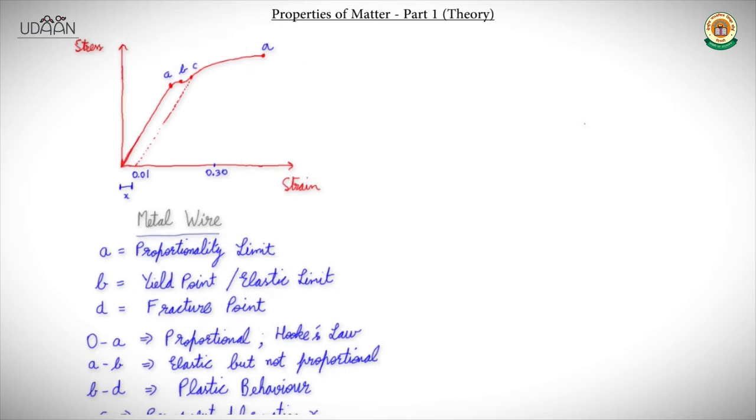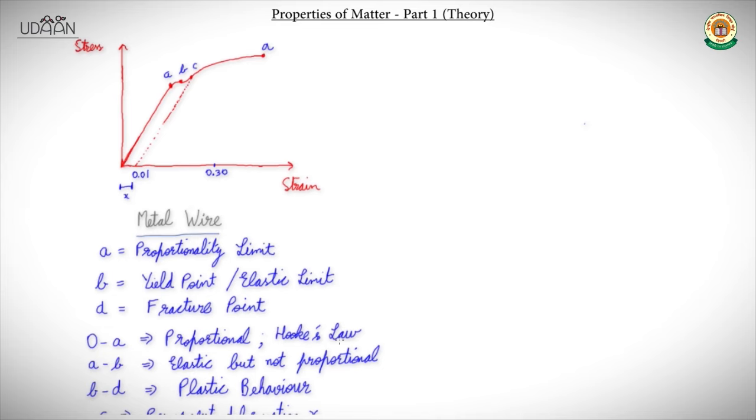This is the stress strain curve for a metal wire. This is important because we can analyze a lot using this. For a metal wire, A is the proportionality limit, which means that Hooke's law is valid till A. B is the yielding point, D is the fracture point. 0 to A would be the proportional or Hooke's law part. A to B would be elastic but not proportional.